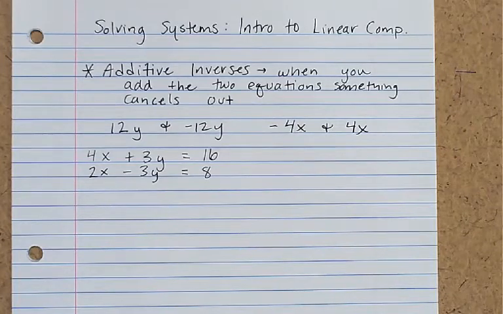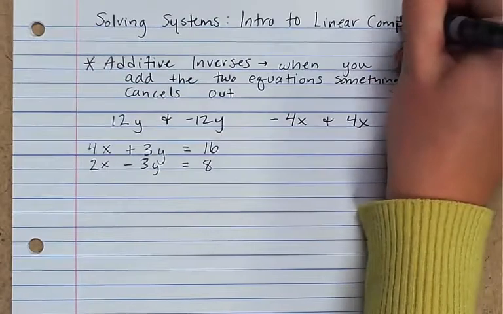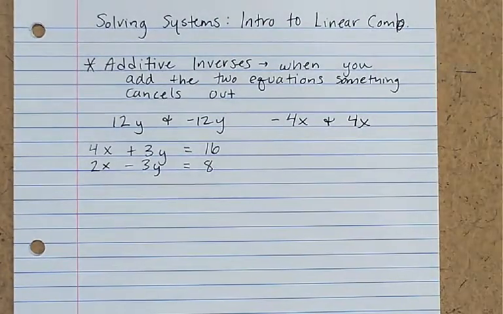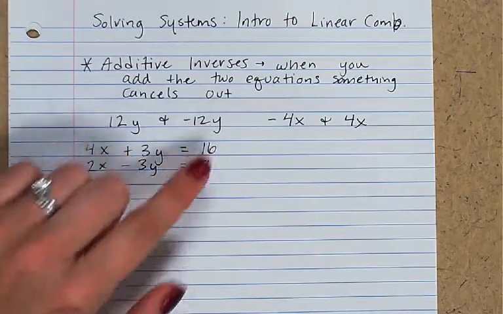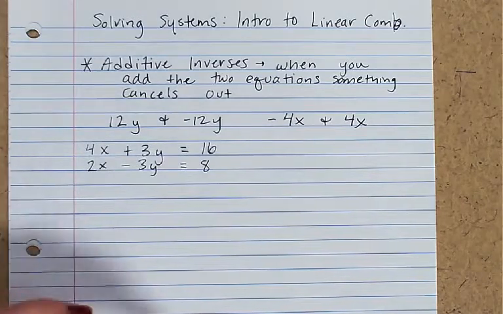All right, this is a refresher on the Edgenuity lesson, Solving Systems, Introduction to Linear Combination. At the beginning of the video, they talk a lot about additive inverses. All that means is that when you add them together, they cancel each other out. For example, 12y plus negative 12y cancels out. Similarly, negative 4x plus 4x is going to cancel out.